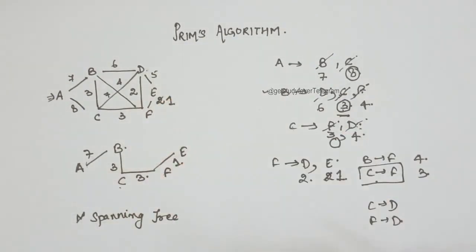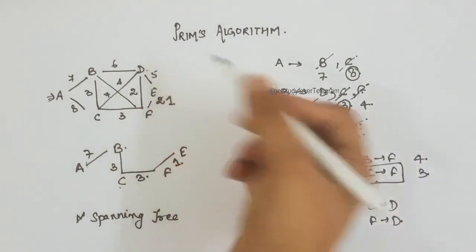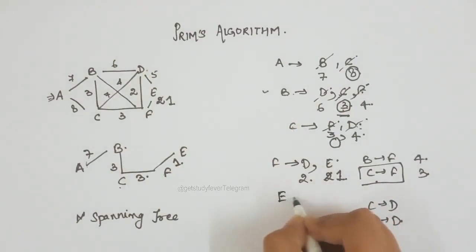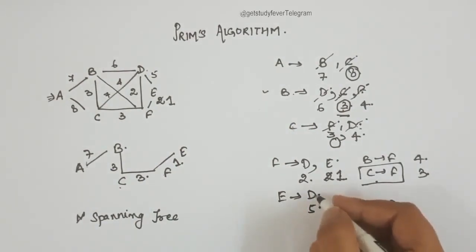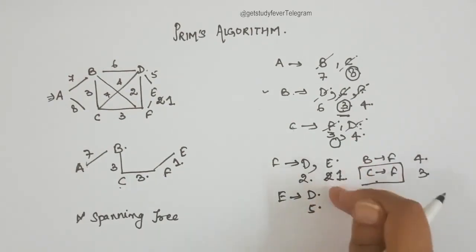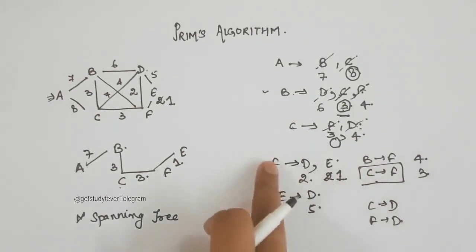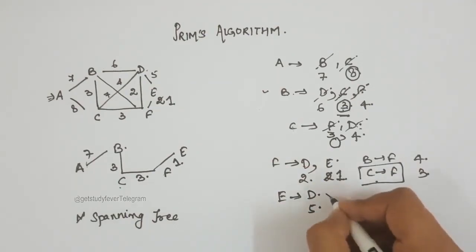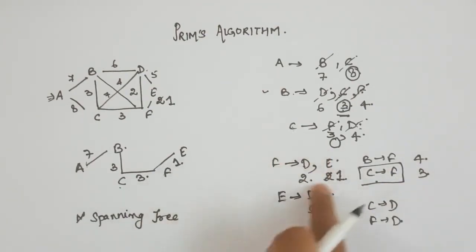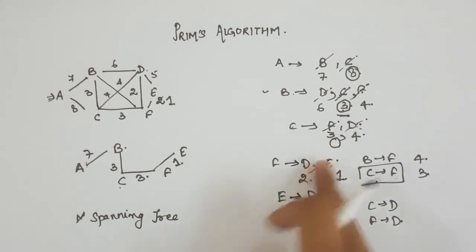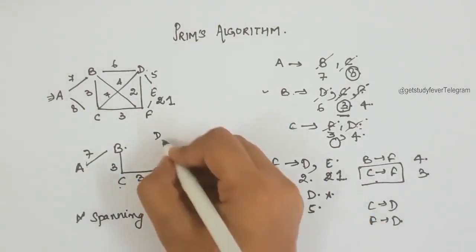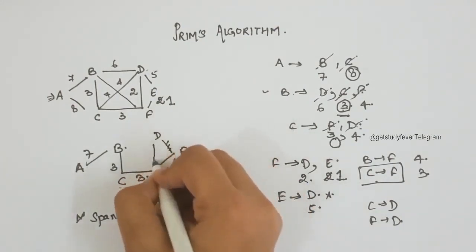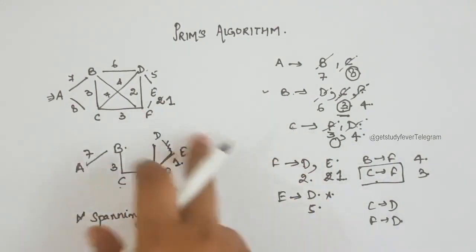Again D is the neighbor of E. What is the value of E to D? It is 5. So E has neighbor D with value 5. What I am doing is checking whether this is the minimum edge for D to be reachable. No. As you can see, F to D has value 2. So I will ignore this. And since this is the only vertex left in the graph, I will add it. Sorry, it's going to be F to D. So this is my minimum spanning tree.